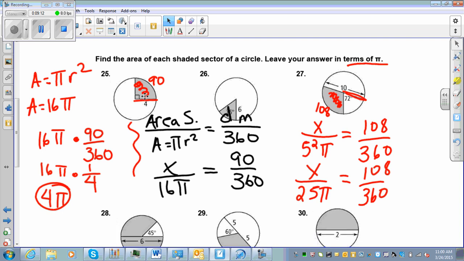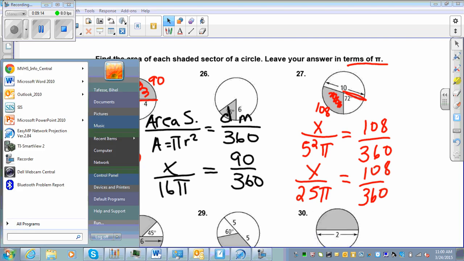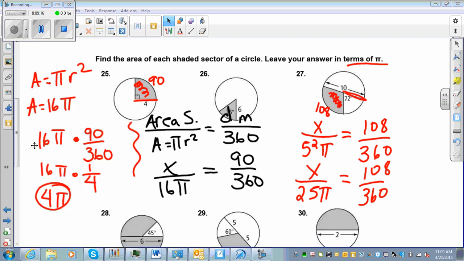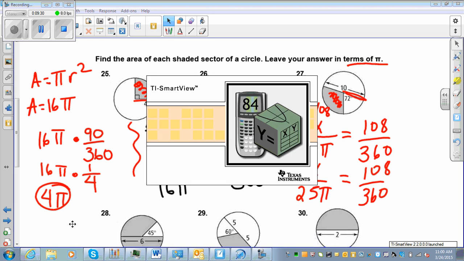So let me open up my calculator so that I can show you how to do it in here, just to make sure you guys know what to do with the calculators. Okay, it's coming. Sorry, I should have opened it before I started teaching.